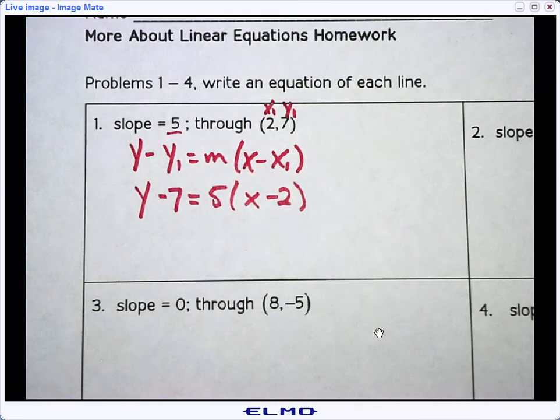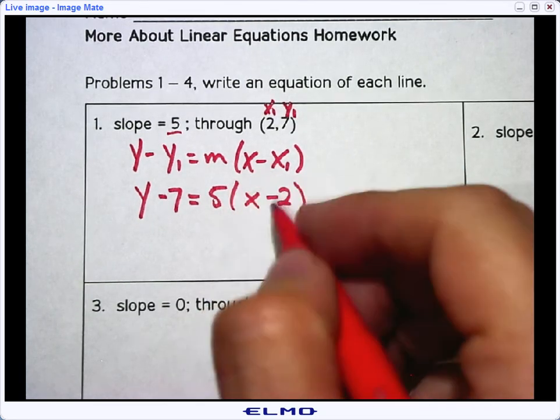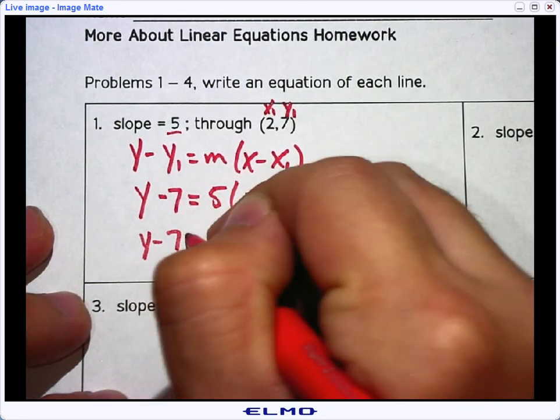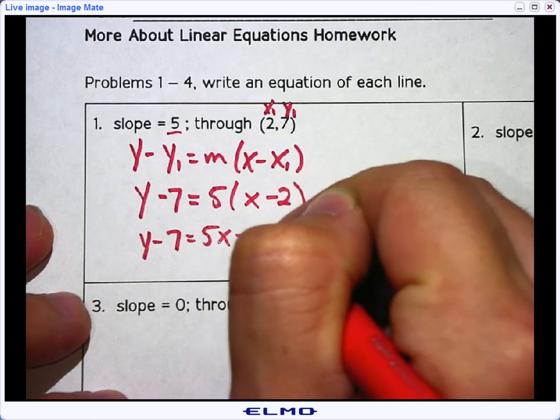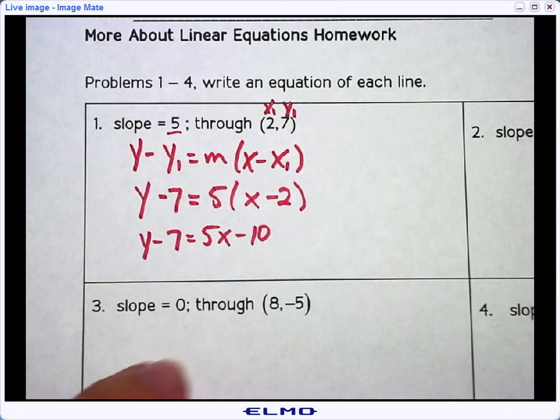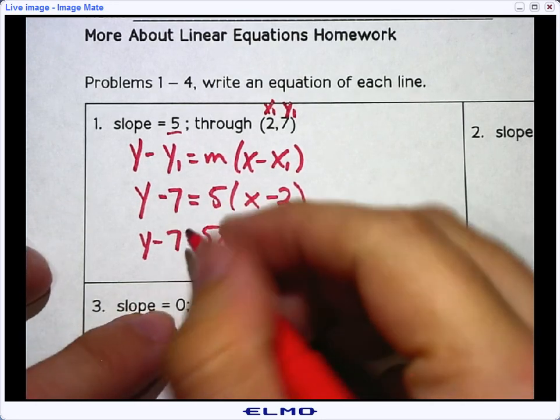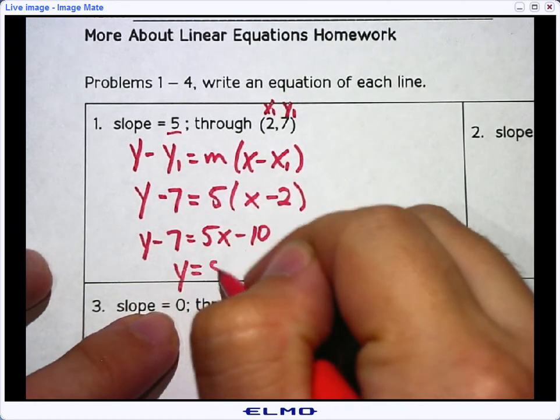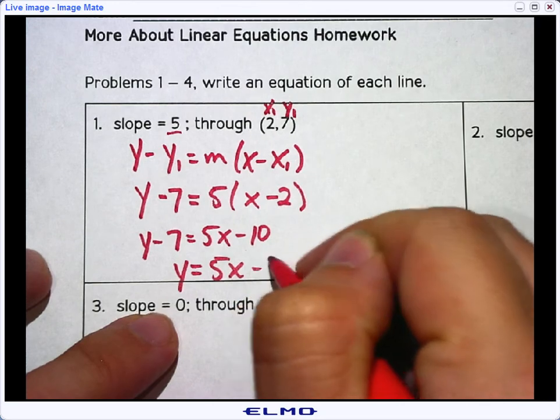From here, we're going to rewrite it to get the y by itself. So distribute your 5. You're going to get y minus 7 equals 5x minus 10. Now you need to add that 7 to both sides, and that's going to give you the final answer of y equals 5x minus 3.